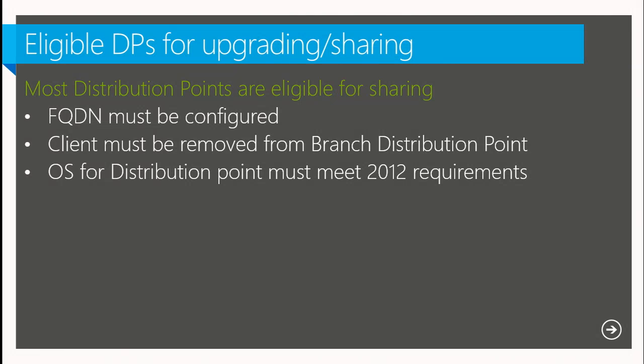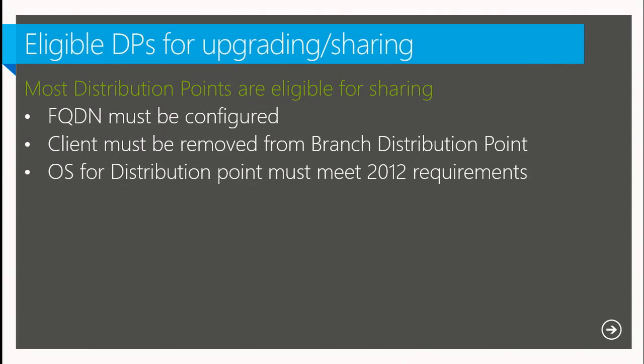So in general, when we talk about eligible DPs for upgrading or for sharing, nearly all of them are available, but there are some caveats to it. In 2007, it was optional for you to have the fully qualified domain name configured. So if you want to enable sharing between 2007 and 2012, you must make sure that the FQDN is there because that is a requirement in 2012.